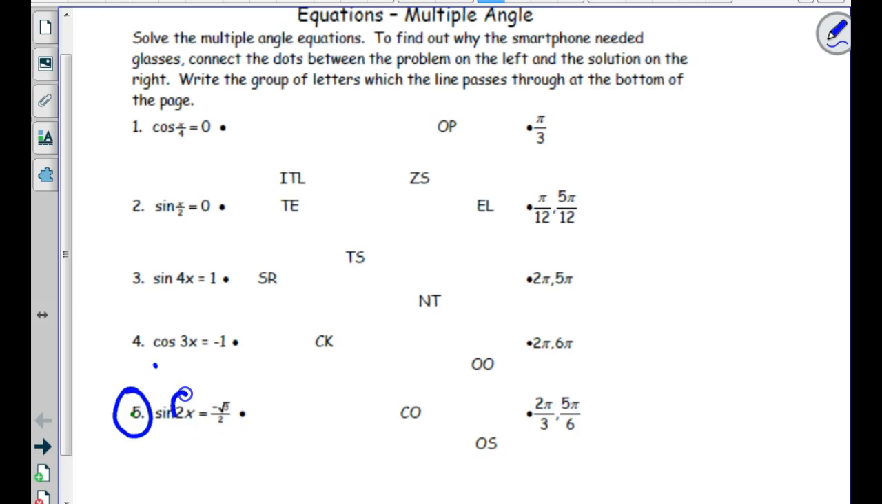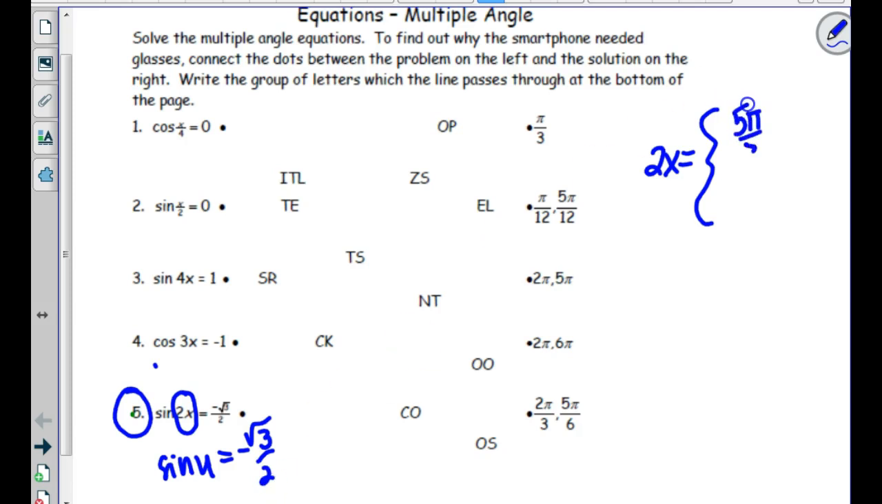Remember, we're going to take this and ignore the 2 for a minute and just solve for where the sine is negative square root of 3 over 2, and that's where it comes in. It's called a U substitution problem, okay? So that happens where? 5 pi over 3 and 4 pi over 3, and that's plus or minus 2 pi n, okay? And what are we going to do to get rid of the 2 now?